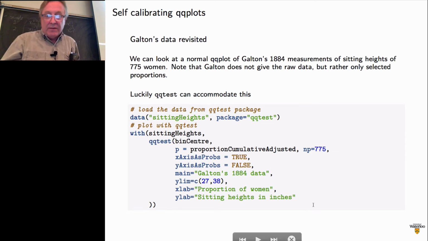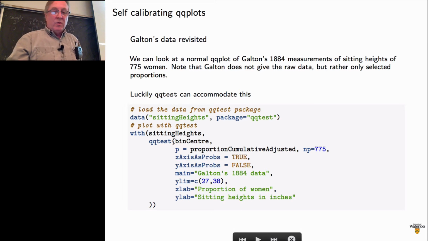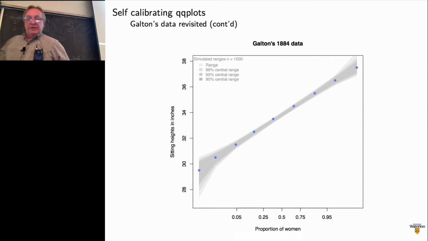So let's look at Galton's women. Something else that you can do is there's this function here that we actually have. Remember, it doesn't have real data, but rather it's got the centers of these bins and the proportion of women there and the sample size. So we don't have 775 points in Galton's data. What we have are the sitting heights at particular proportions. So QQ test will take what is the sitting height, what proportion does it correspond to, and how big was that sample size. Okay. So there's Galton's data.